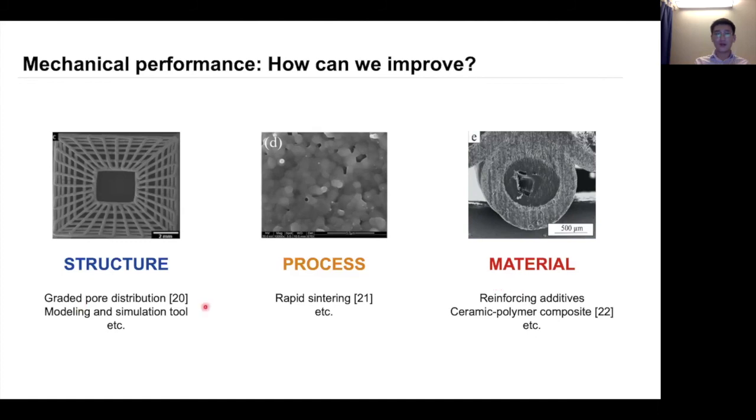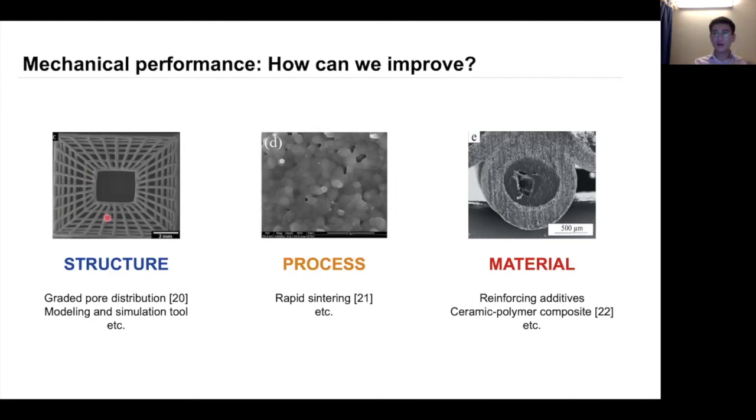And here I cited a few examples as a demonstration of how the mechanical performance of these scaffolds can be improved. The leftmost picture is a graded pore distribution design for such a scaffold. As you can see, the pores are bigger inside compared with the outer ring of the scaffold. So this is a biomimetic design of how our bone looks, whereby it is surrounded by a compact shell, while inside is more spongy and porous.